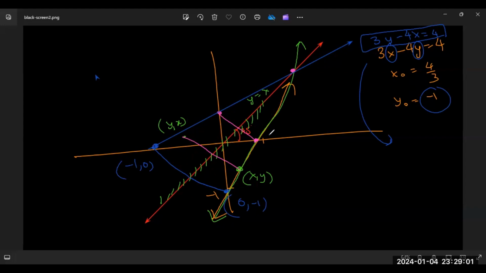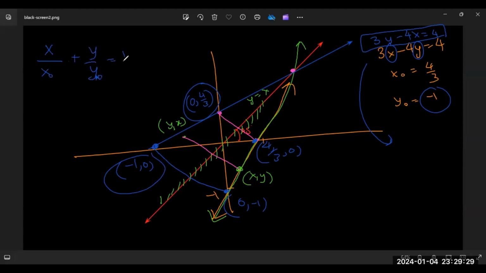And let's take another point here. What is this point? 4 by 3 comma 0. When it gets reflected, it becomes 0 comma 4 by 3. You have to swap them. So we have 2 points. You can form the equation with this. First, you'll find the slope of it. I mean, you actually don't even need the slope. You can use directly the intercept form. So what is the intercept form? x by x naught plus y by y naught equals 1.